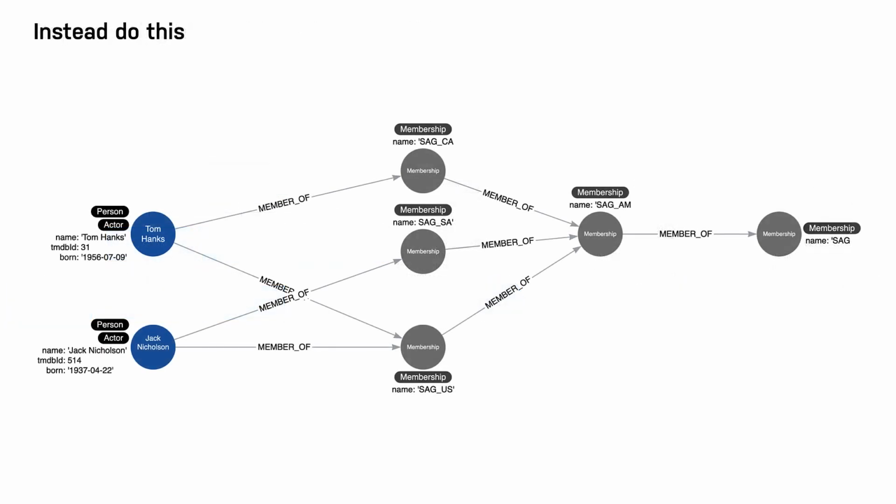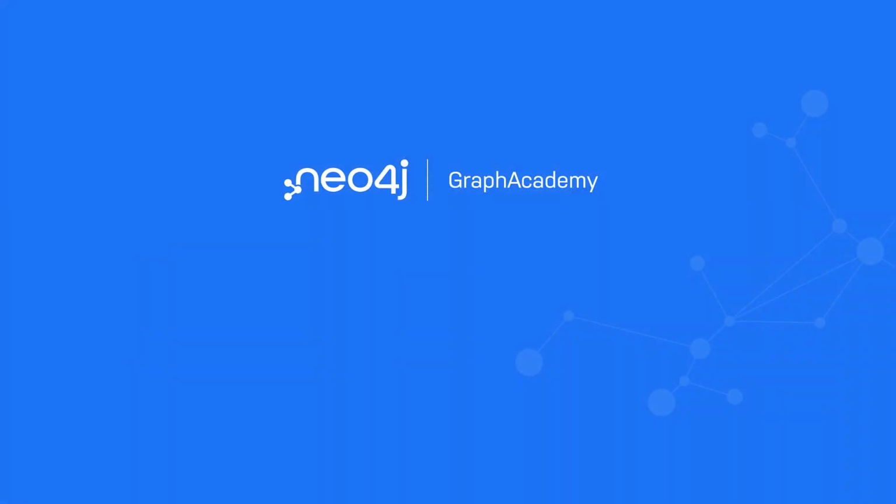In the next module, you will learn some ways to avoid duplicate data in the graph. This concludes our look at a few ways that you should not use labels in your model.